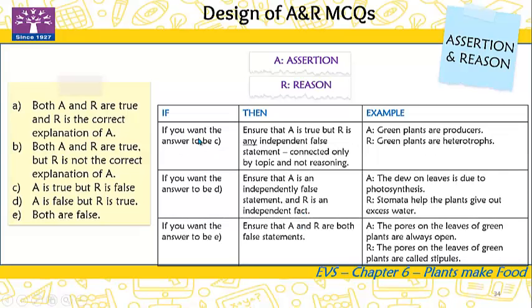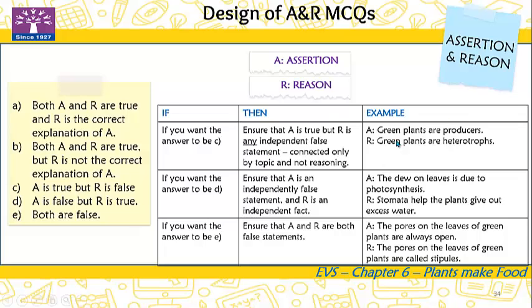Next, if you want the answer to be C, that means A is true but R is false. Then you have to ensure that A is true, it's a true statement, but R is any independent false statement that is within the same context or the same content topic. It's connected only by topic and not reasoning.